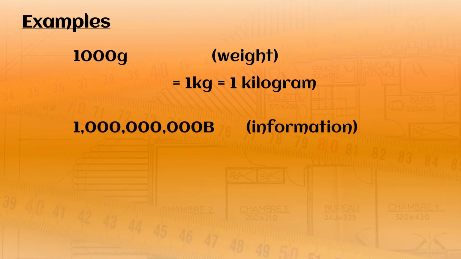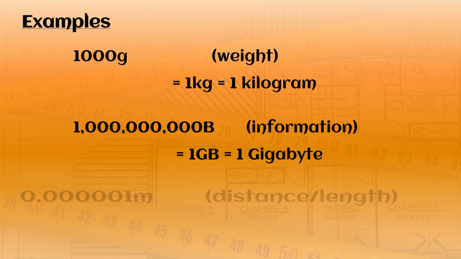Moving on, what about this many bytes of information? That's actually a billion with 9 zeros. A billion bytes of information. Which of the orders should we be using for this? Well, it is the gigabyte. That's right, a billion bytes of information is a gigabyte.